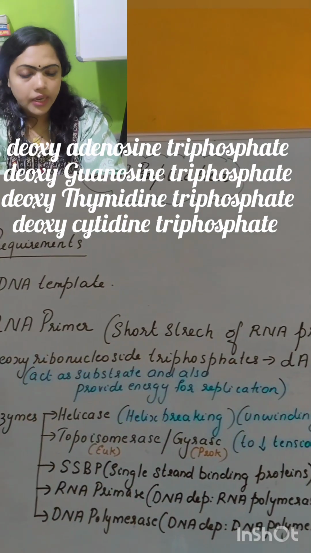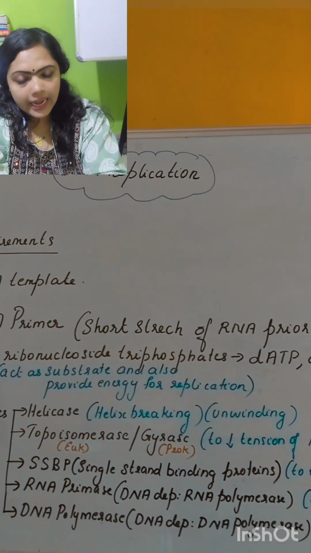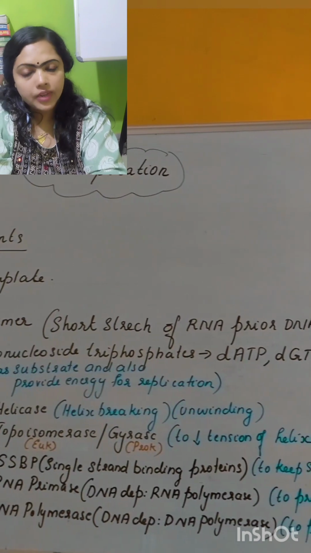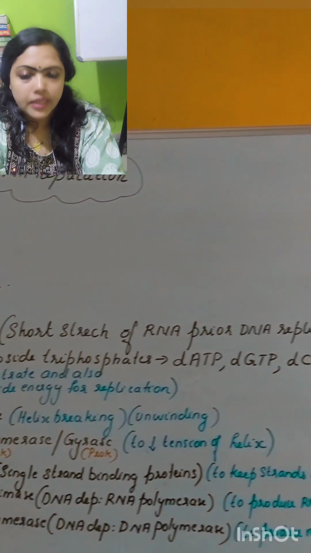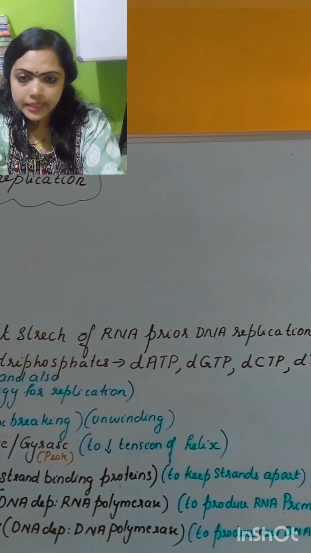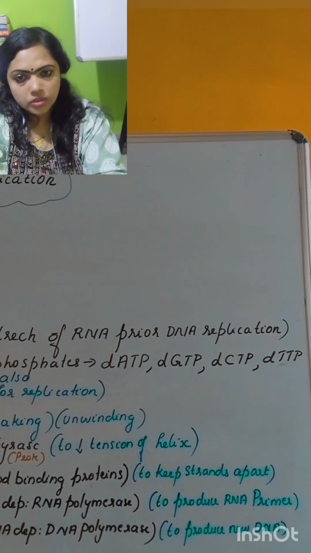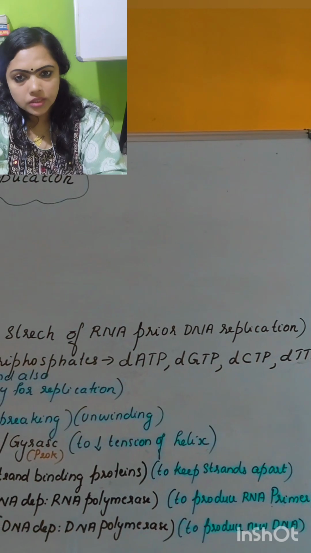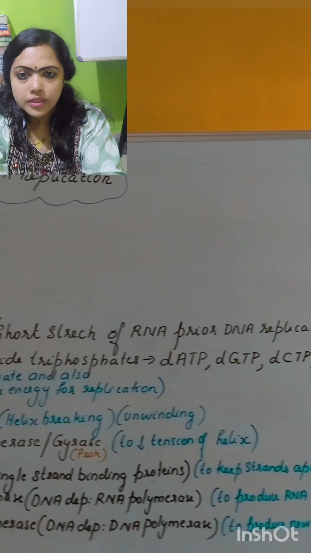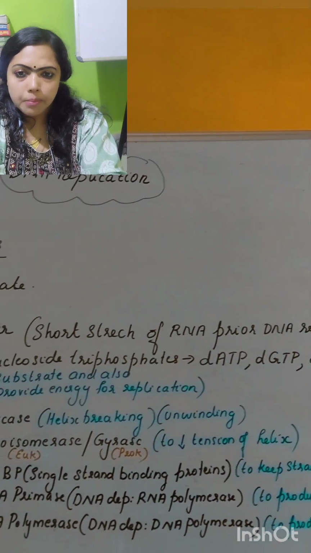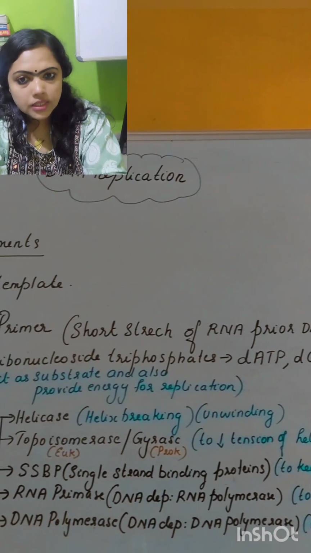Different kinds of enzymes are needed. The first enzyme required is helicase. So from the word itself, we can connect the term. This is a helix breaking enzyme. We know the DNA strands are helically wound. That is, they are connected by hydrogen bonds. So for the separation of the DNA strands, the first requirement is the breaking of this hydrogen bond. And this is done by the helicase. That is the helix breaking enzyme.